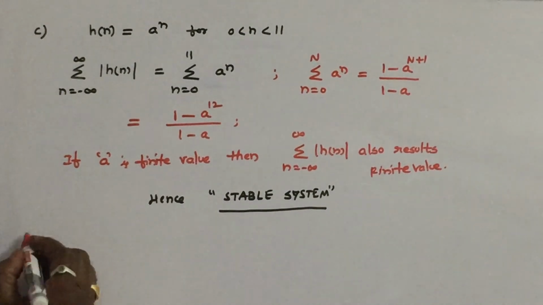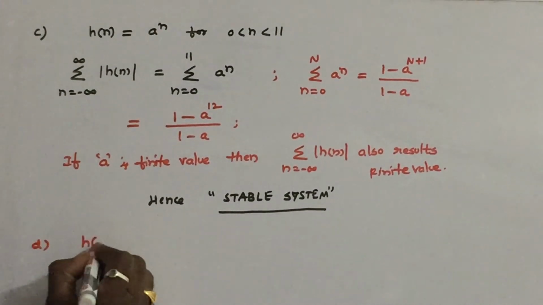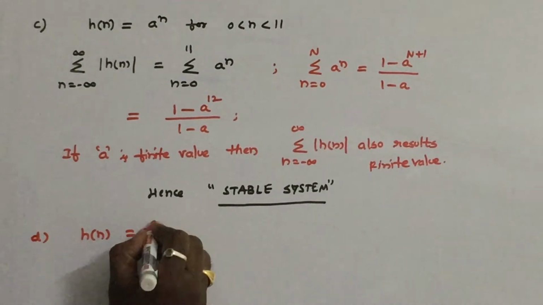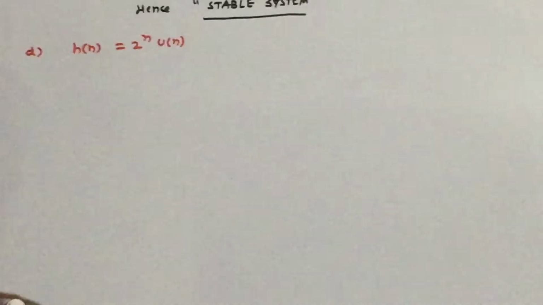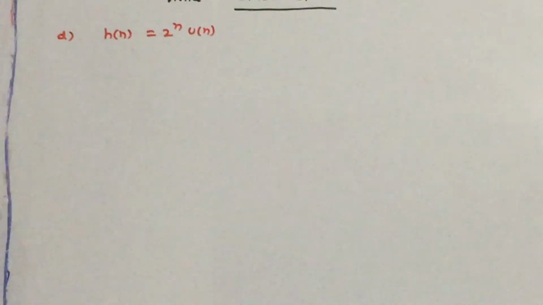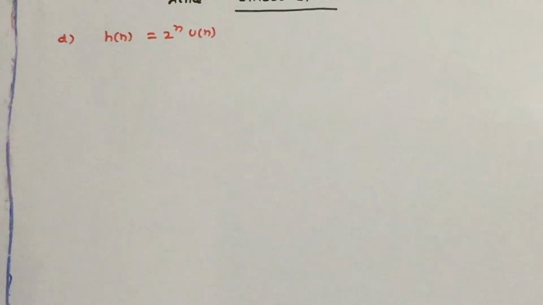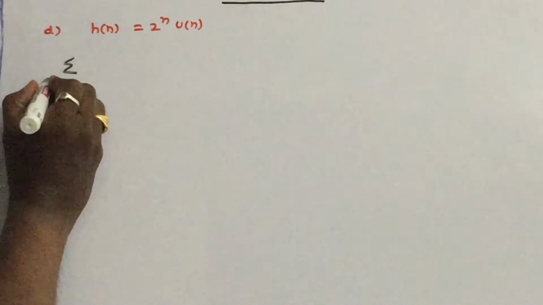Now let us see question D. h of n is equal to 2 power n into u of n. Let us see the summation. What is the stability condition?